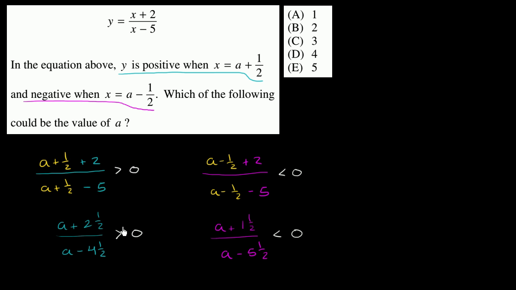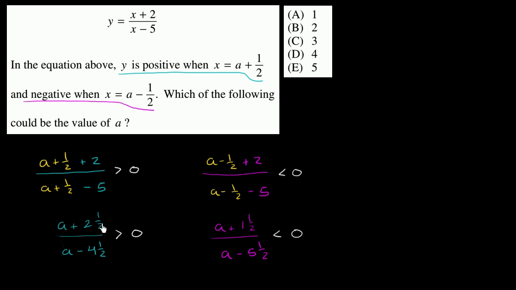And let's look at this constraint right over here. How can we get a scenario where this whole thing is greater than 0? Well, you have something divided by something else. The only way you're going to get greater than 0 is if they're the same sign, if they're both positive or they're both negative.